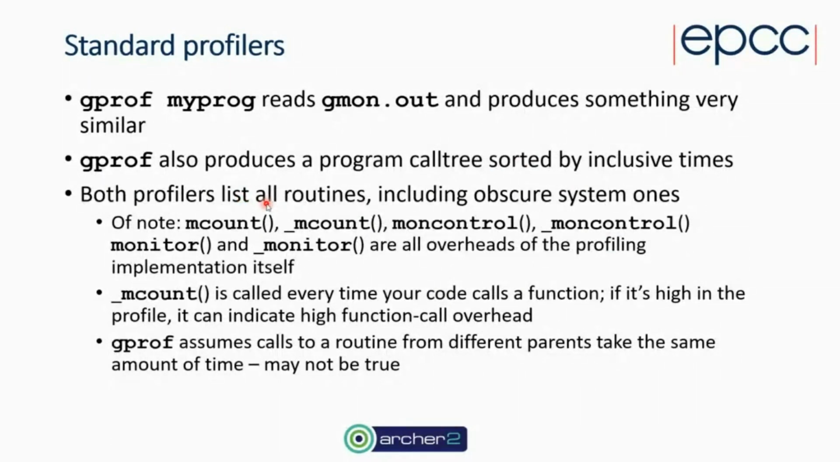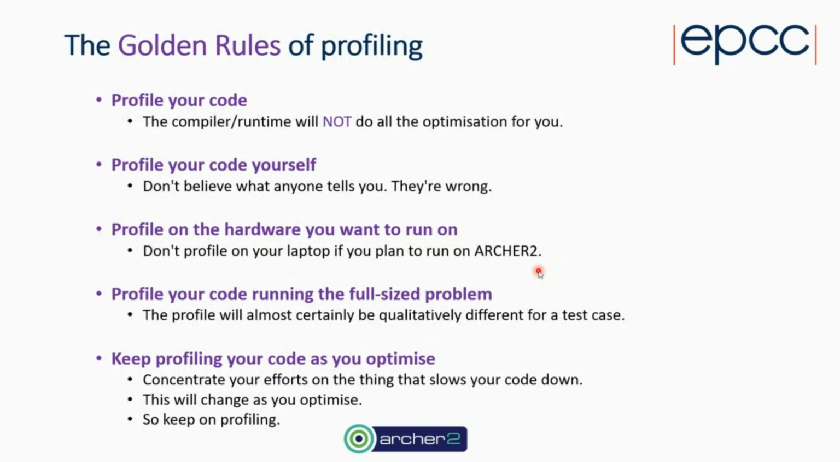gprof produces a similar output, but you also get a call tree: this function called another function, which called another function, which can be very useful for working out where the time is being spent. And as I said, the compiler introduces its own overheads to do the profiling, often called monitor or mcount or mon control or something like that. If you see that often high up in the profile output, that's evidence that you've got a lot of overhead in function calls, too many small function calls impacting your performance.